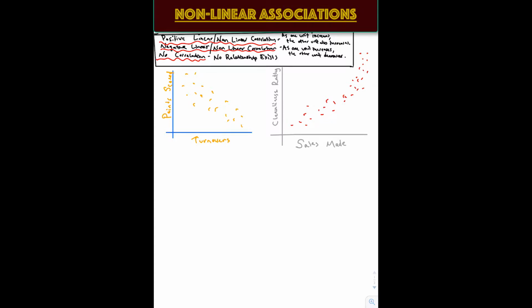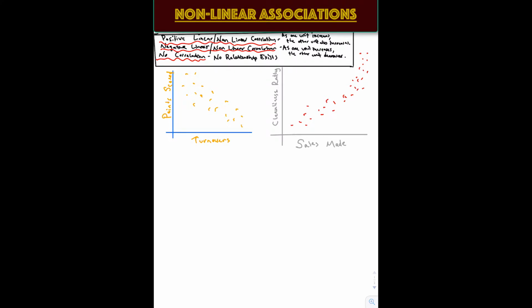You'll see that we have two units that might be connected. We've talked about how the word correlate essentially means a connection between two different units. So we're trying to discover, is there a positive connection, a negative connection, or no connection between turnovers and points scored in a basketball game?